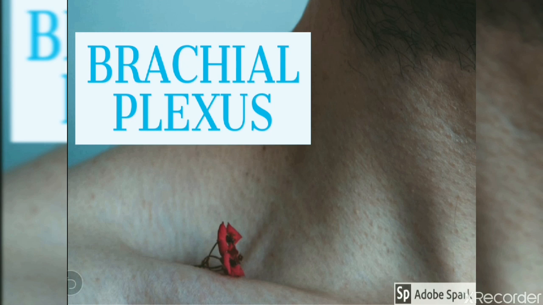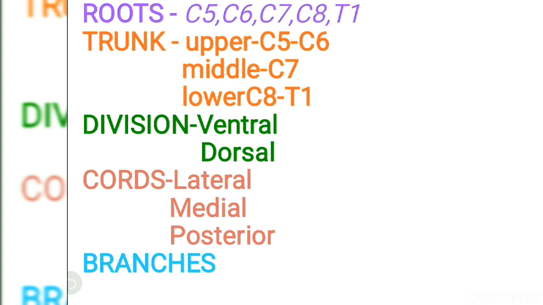intercommunication among the ventral roots of the lower four cervical nerves, C5, C6, C7, and C8, and T1. It sends signals from the spinal cord to the shoulder, arm, hand and chest. Sensory and motor innervation of the upper limb is supplied by the brachial plexus.